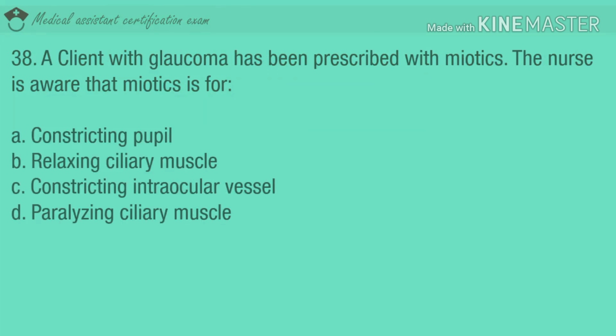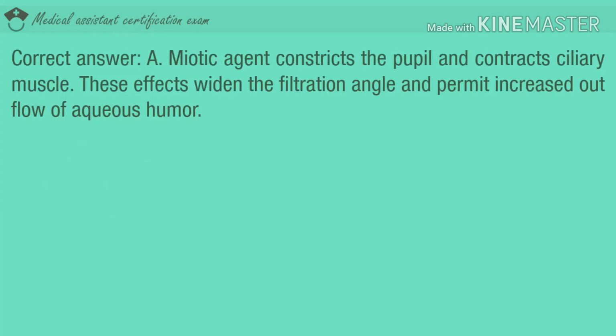Question 38. A client with glaucoma has been prescribed miotics. The nurse is aware that miotics is for A. Constricting pupil. B. Relaxing ciliary muscle. C. Constricting intraocular vessel. D. Paralyzing ciliary muscle. Correct answer, A. Miotic agent constricts the pupil and contracts ciliary muscle. These effects widen the filtration angle and permit increased outflow of aqueous humor.